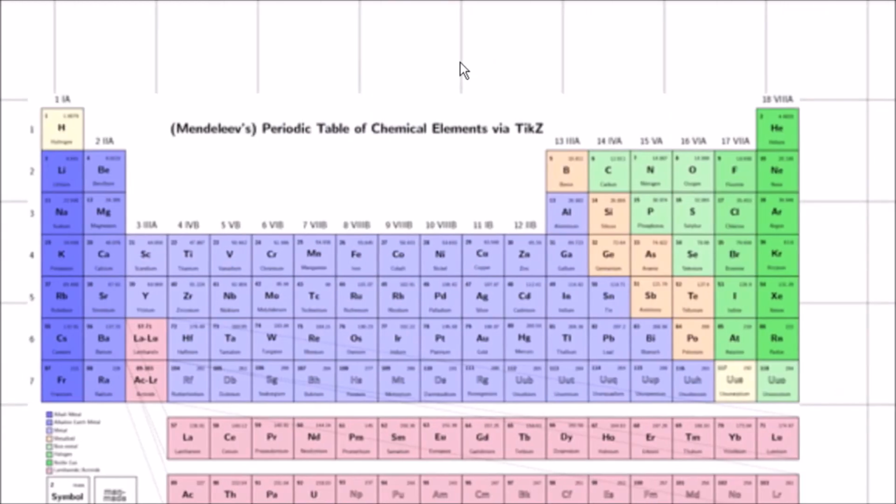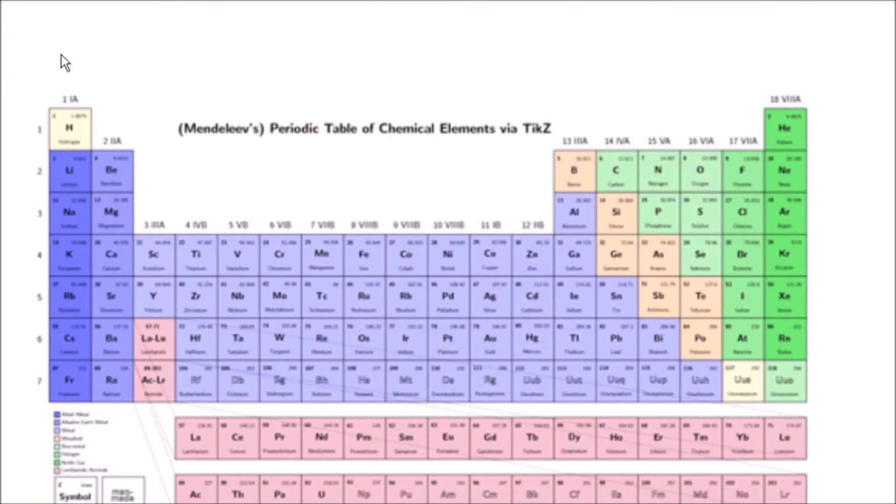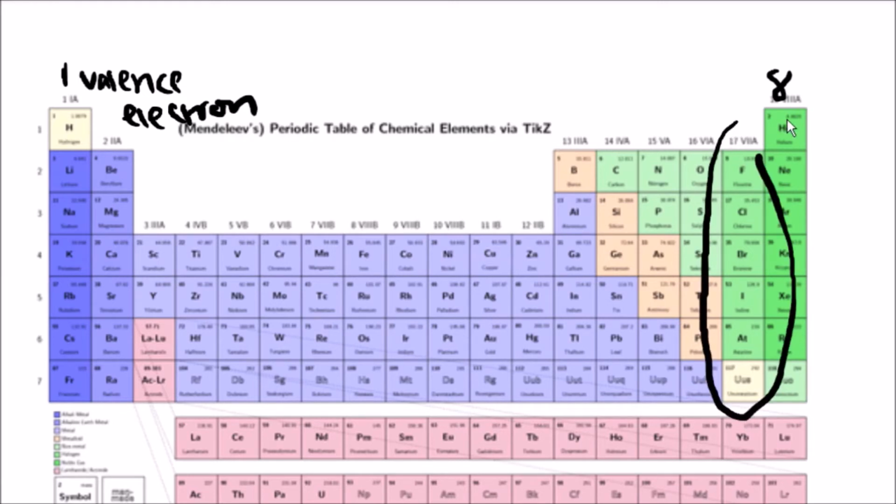Okay. So let me pull that picture back up of the periodic table of elements. Okay, so we know that over here we have 1 valence electron. And over here we have 8 valence electrons. So these are basically satisfied with the octet rule. They're not very reactive. They just don't want to react. They're chilling by themselves. But over here, we have 7 valence electrons.